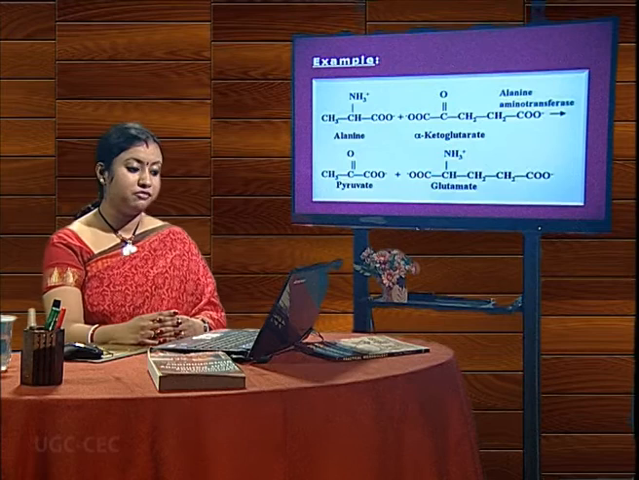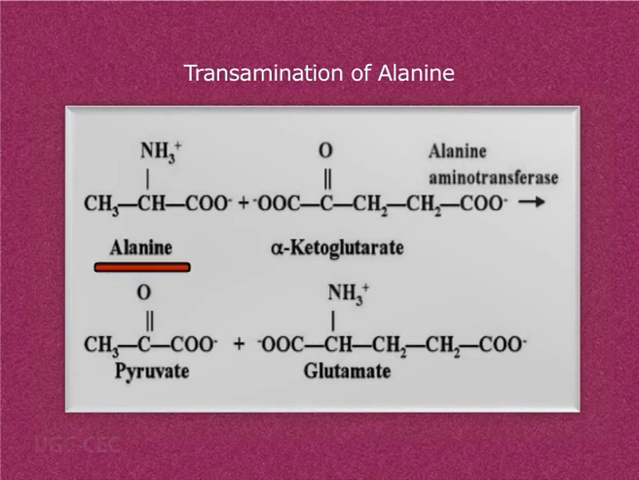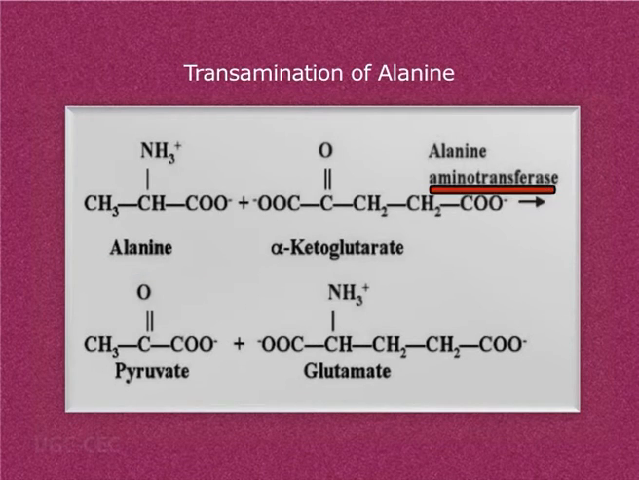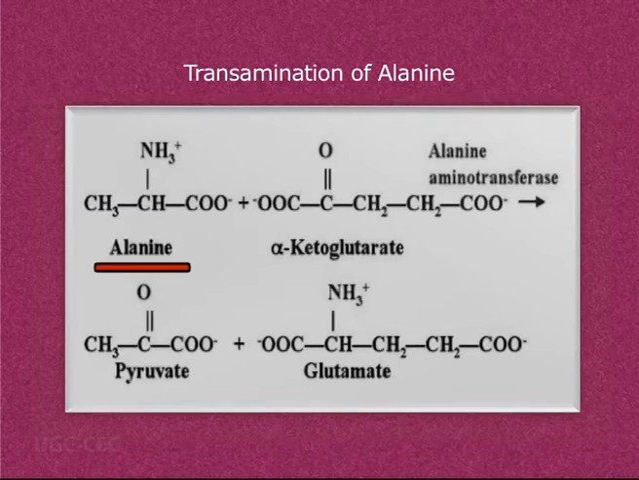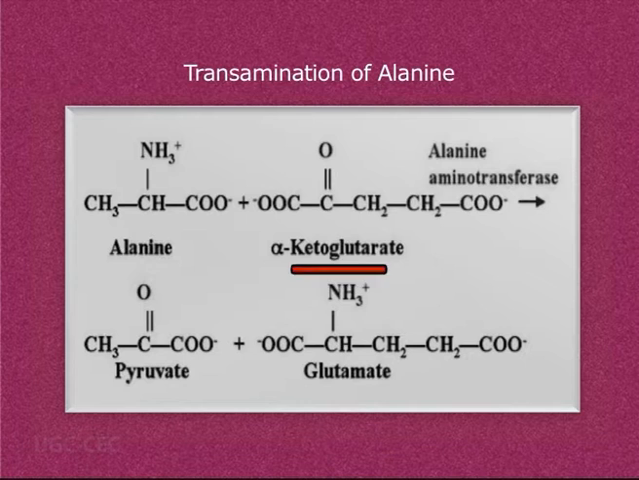Now to exemplify, alanine is transaminated by alanine aminotransferase. How is it transaminated? The amino group from alanine is transferred to alpha ketoglutarate, resulting in the formation of glutamate and pyruvate. The coenzyme required, I have told already, is PLP.